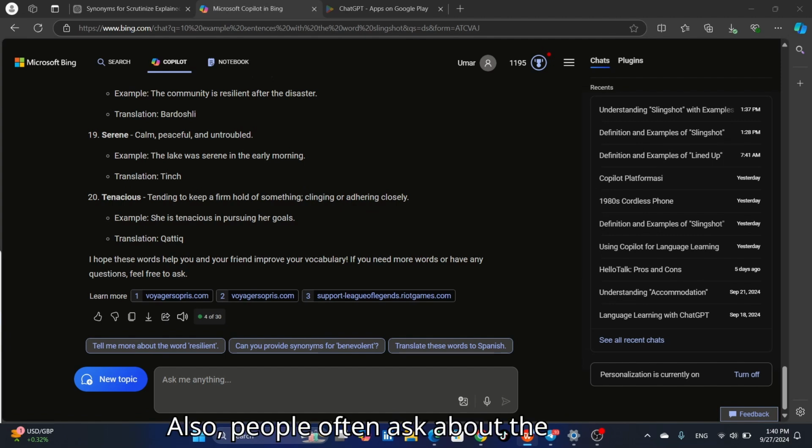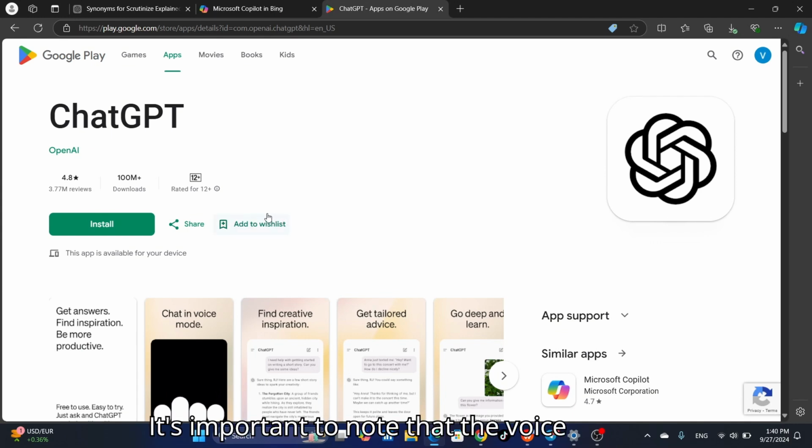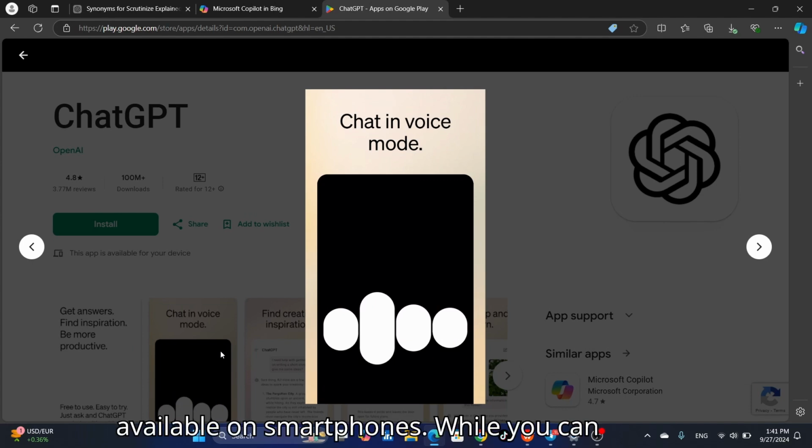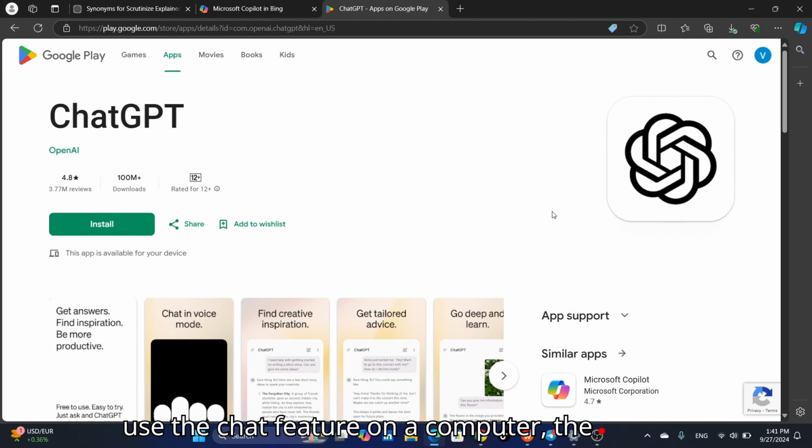Also, people often ask about the differences between Copilot and ChatGPT. When using Copilot, you need to click on the microphone symbol each time you want to send a prompt. In contrast with ChatGPT's voice mode, the conversation continues until you click the exit button on your screen. It's important to note that the voice mode of ChatGPT is only available on smartphones. While you can use the chat feature on a computer, the voice mode is not accessible there.